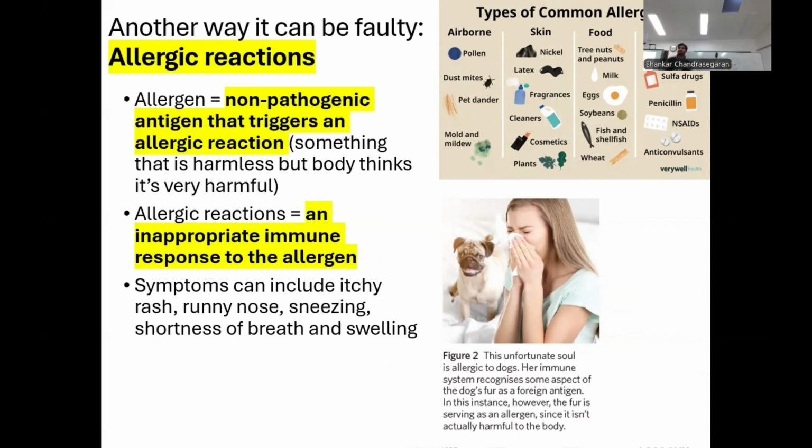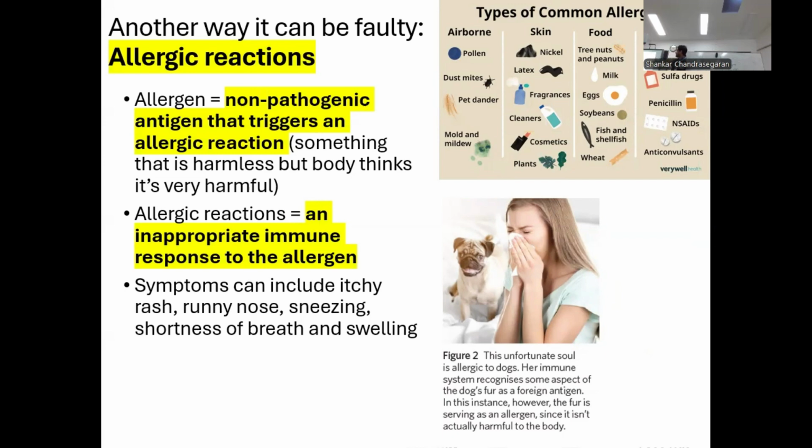So another way it can also be faulty is with your allergic reactions. So allergic reactions are caused by something known as an allergen, right? People who have allergies would probably have heard of the phrase. But an allergen is basically a non-pathogenic antigen, meaning it's not a disease causing antigen that is triggering an allergic reaction. So that is basically something that is harmless, but your body thinks of as being very harmful.